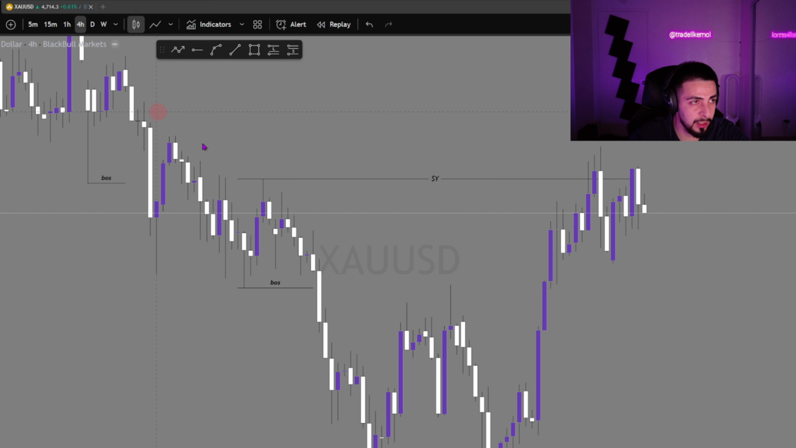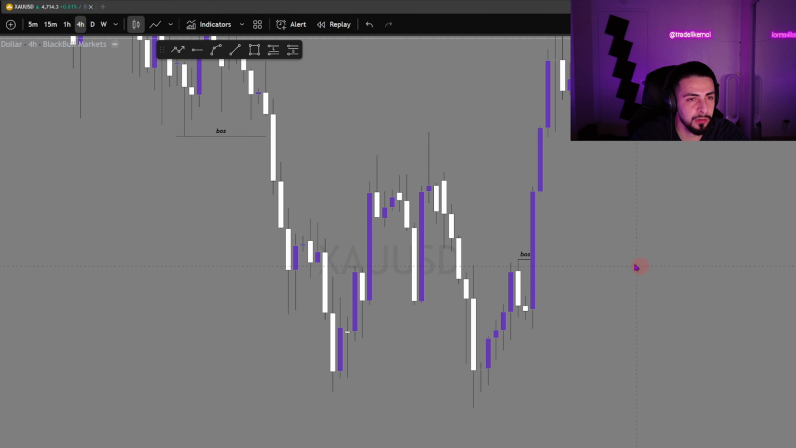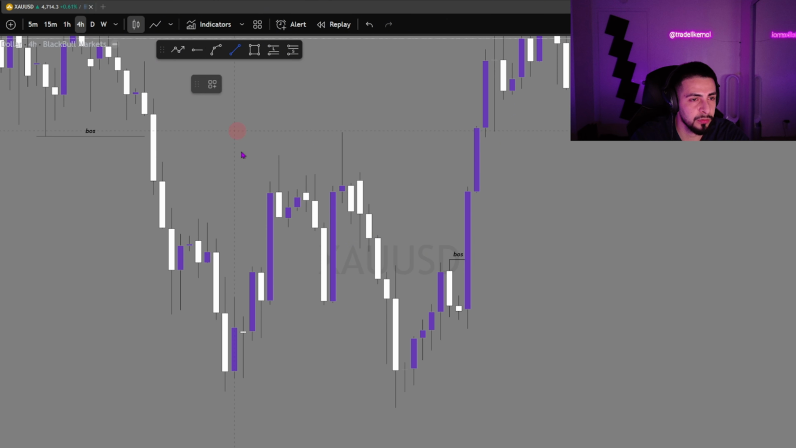Okay, so now at every higher low, it's going to be liquidity. The higher low, the lowest point, which would be this one, is our liquidity. And the next one would be right here. So that is your 4 hour liquidity.